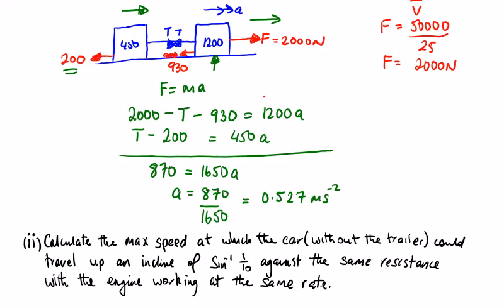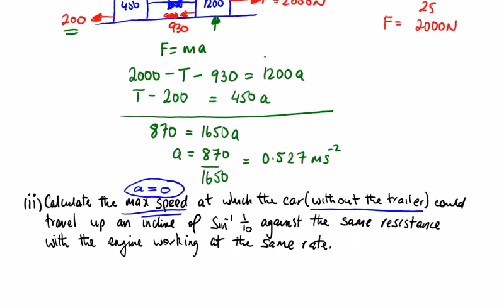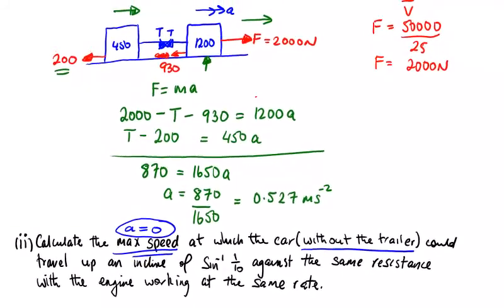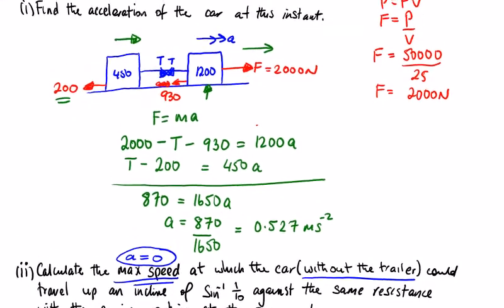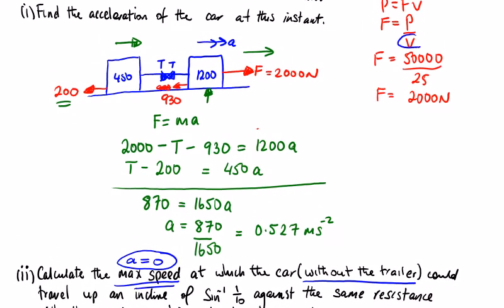Part 2, calculate the maximum speed at which the car without the trailer, no trailer, could travel up an incline of inverse sine 1/10 against the same resistance with the engine working at the same rate. Okay, max speed. At max speed, there's no acceleration. It's going to consistent speed. So let's do a diagram here. We're looking for the max speed. So that's the V from here. So this is going to be my unknown in this question.